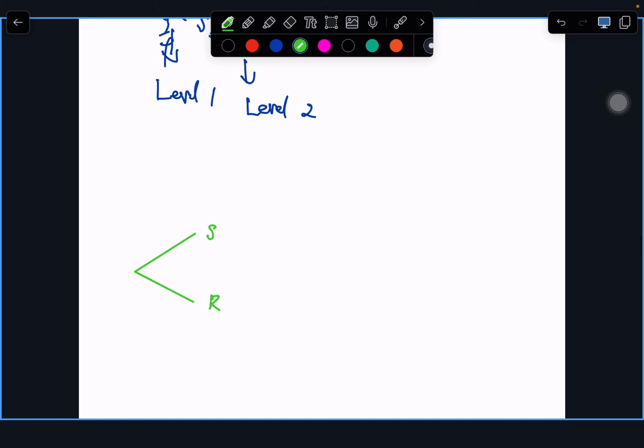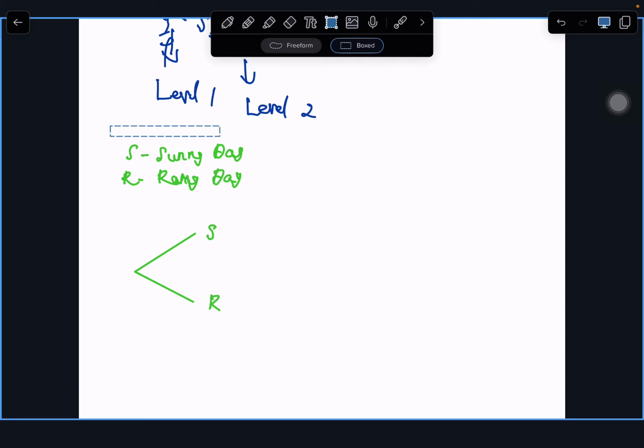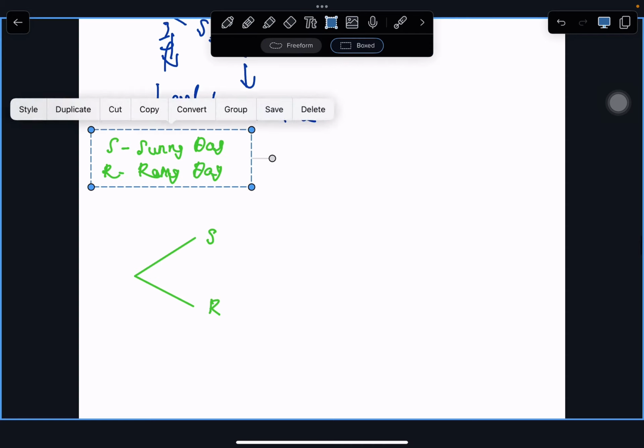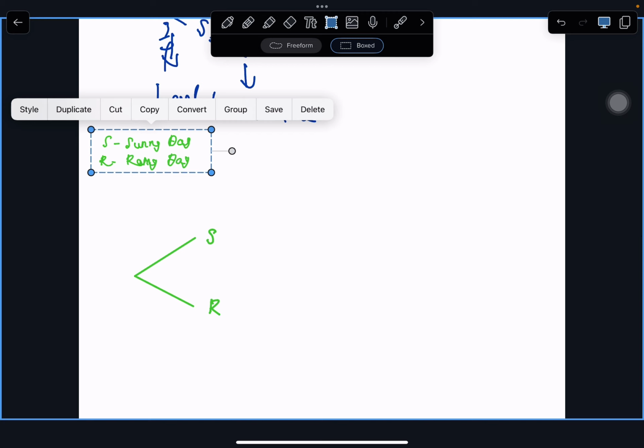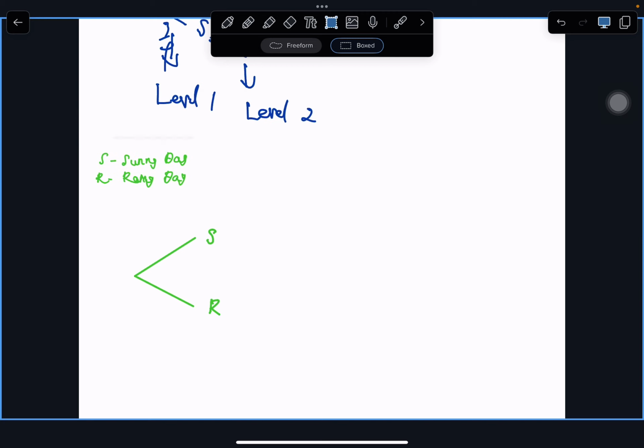If you use S and R, define S and R. Write somewhere: S is sunny day and R is rainy day. Why do we need to do this? Because somebody else might duplicate our answer, so at least they know what S is and what R is.